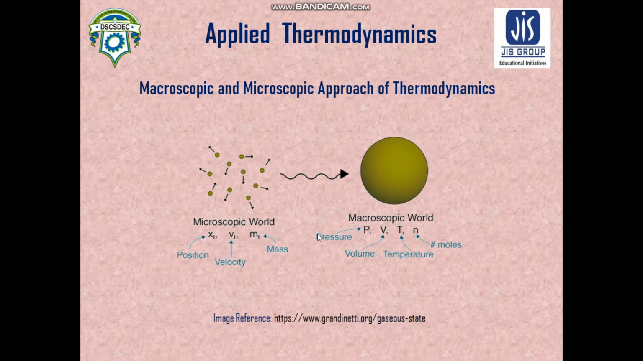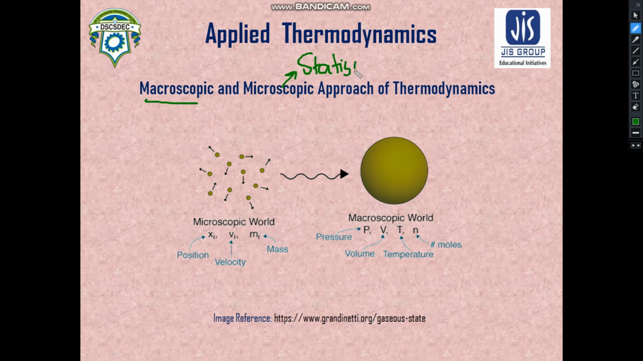Ludwig Boltzmann was a pioneer of statistical thermodynamics, whereas Sadi Carnot, we can say Nicolaus Otto, Rudolf Clausius, they were the pioneers of macroscopic thermodynamics. So this microscopic approach is called statistical thermodynamics.